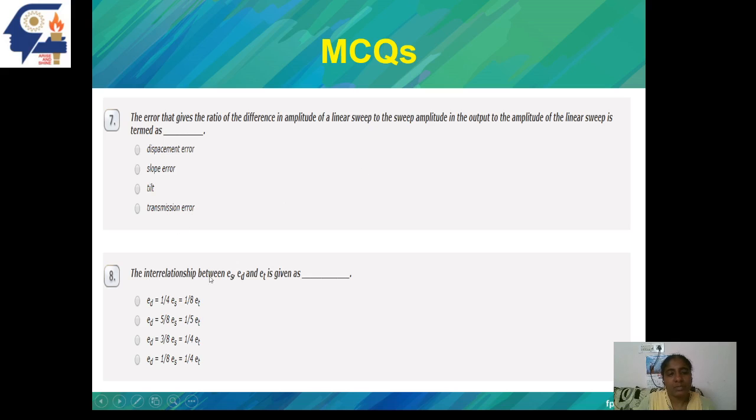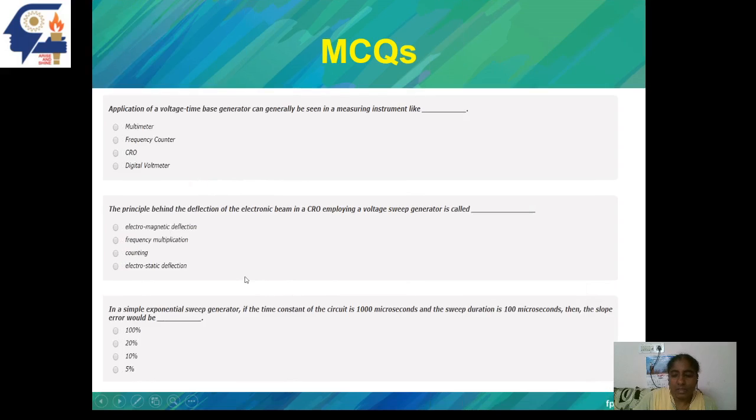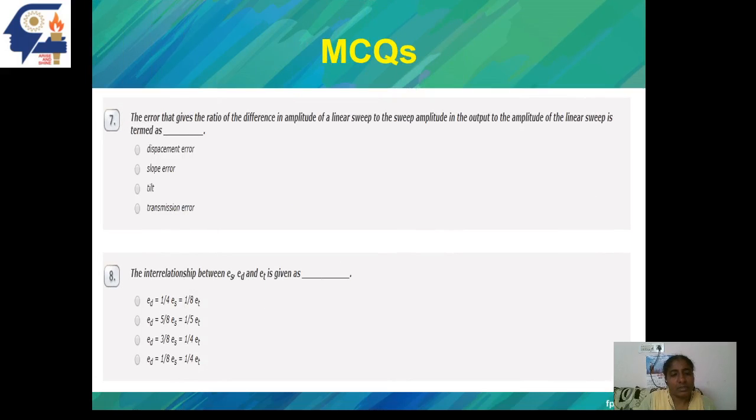The interrelationship between ES, ED, ET is given as: ES is Ts by RC, ET is Ts by 2 RC, and ED is Ts by 8 RC. Based on this, the answer is ED equal to 1 by 8 ES, which is equal to 1 by 4 ET. ET is Ts by 2 RC, ES is Ts by RC, ED is Ts by 8 RC, and hence this relation holds good.